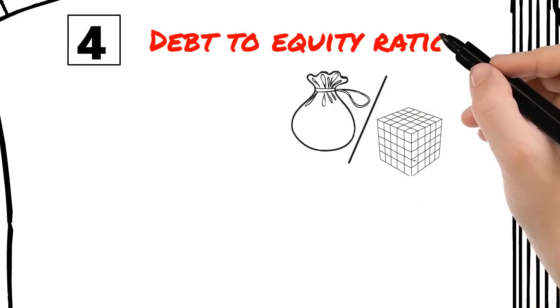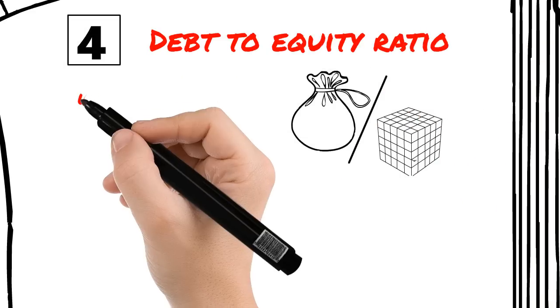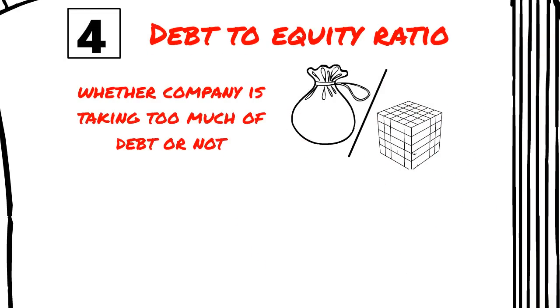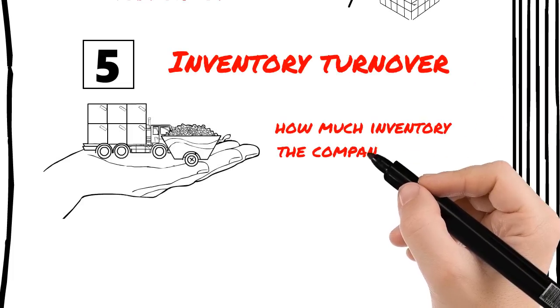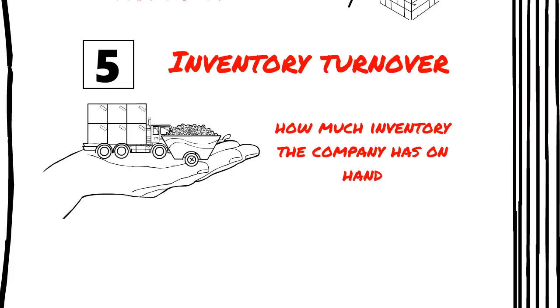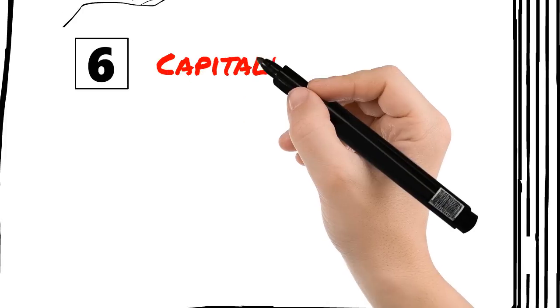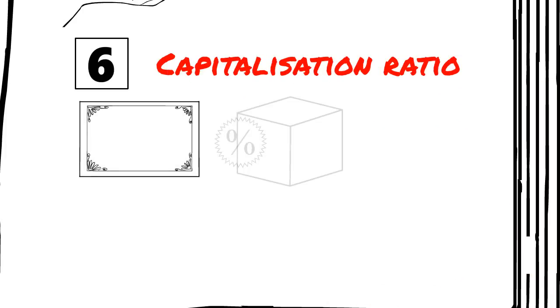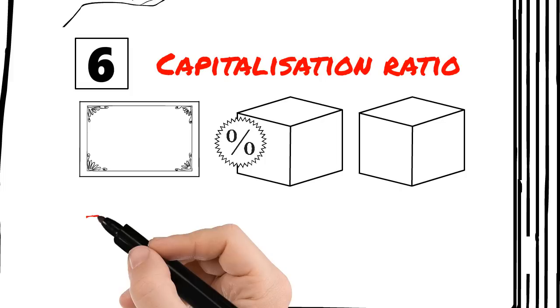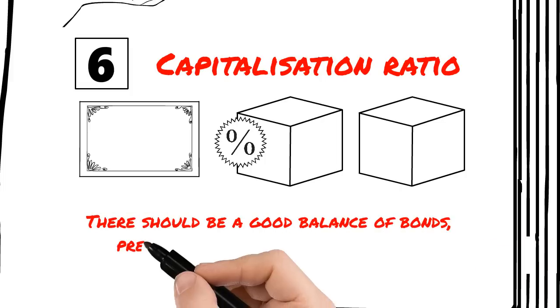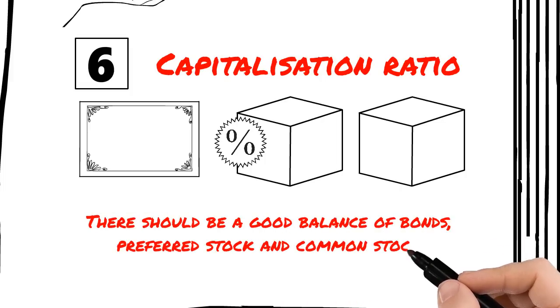Debt to equity ratio is to ascertain whether the company is taking too much debt or not. Inventory turnover shows how much inventory the company has on hand. Capitalization ratio is the proportion of each kind of security issued by a company. There should be a good balance of bonds, preferred stock, and common stock.